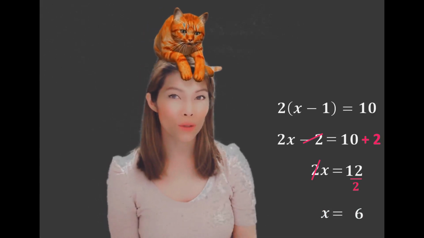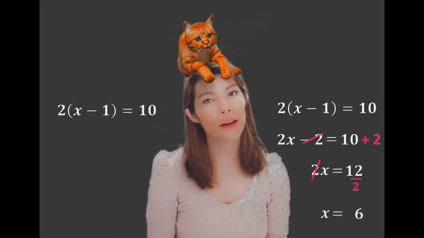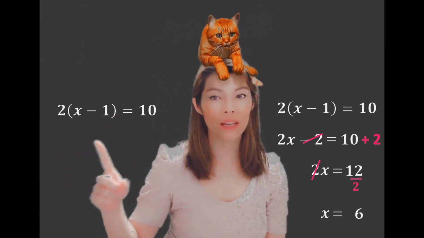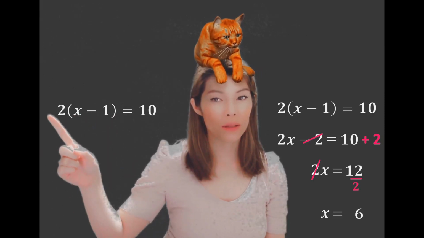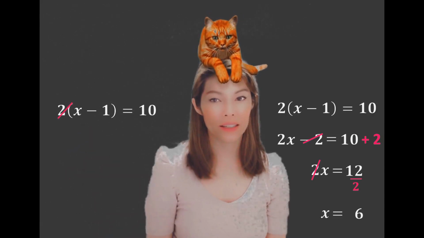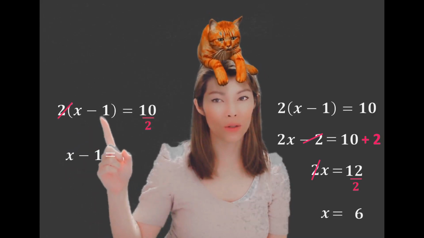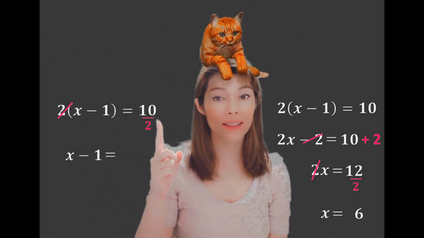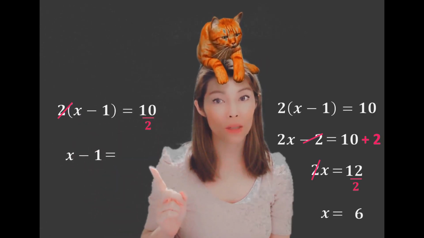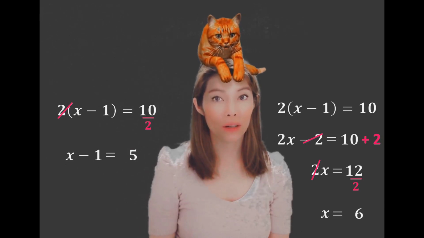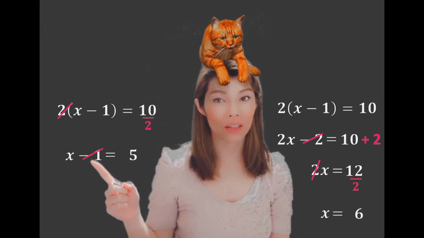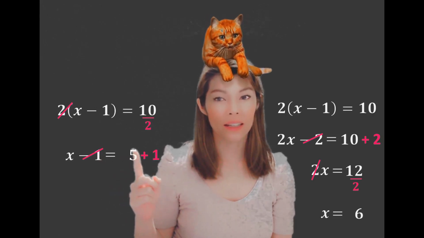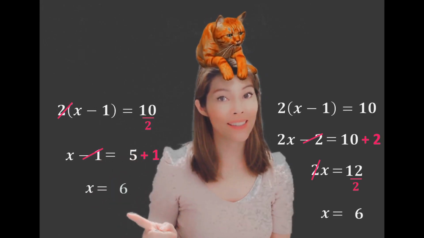Is there another way to do this? Let's think about it. This is 2 times that bracket. So we can get rid of the 2 first. So what's the opposite of 2 times? It's divide. So we divide both sides by 2 and we get just the x minus 1 on the left side. And on the right side, 10 divided by 2 becomes 5. Now what do we get rid of next? We have the minus 1 to get rid of, and that's by doing plus 1 on the other side. So now we have x equals 6.